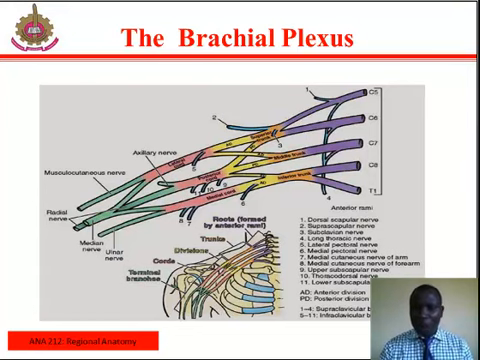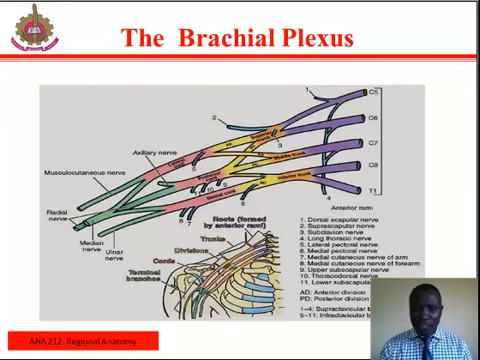The divisions of the trunks form three cords of the brachial plexus within the axilla. The anterior divisions of the superior and middle trunks unite to form the lateral cord. The anterior division of the inferior trunk continues as the medial cord, while the posterior divisions of all three trunks unite to form the posterior cord.